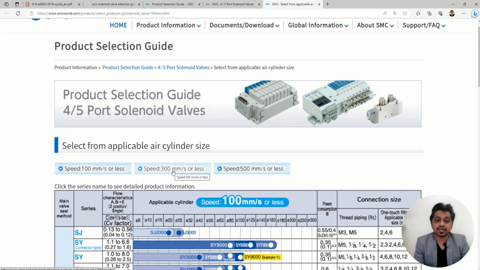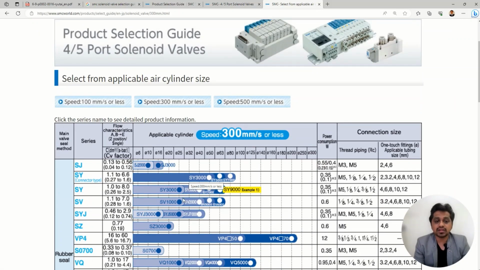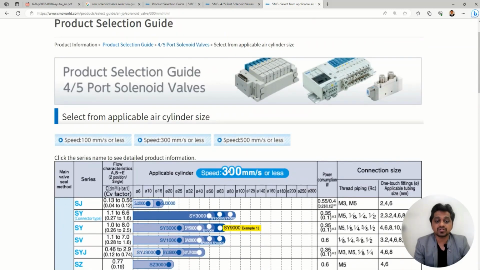Now let's say I want higher speed, let's say 300 mm per second. As soon as you select the 300 mm per second speed, you can see the changes in the graph. Now the SJ series you can go up to 16 mm bore only. In the previous case you could go up to 25. So this is the difference you can check out.